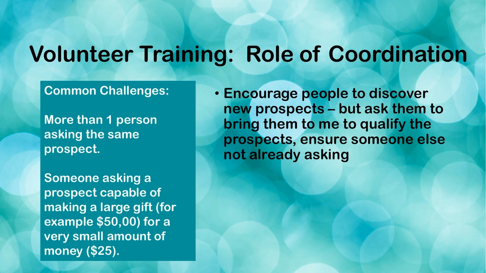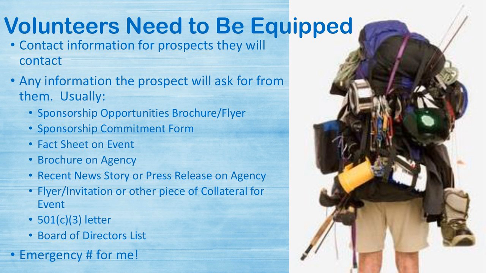I also explained that if we have one person approaching a company for one amount and another person approaching for another, then it looks like the right hand doesn't know what the left is doing. It does make us look like we're ill-prepared and like we don't really know what we're doing and that we're not coordinated. And that doesn't make us look like a good candidate for a sponsorship. So we want to coordinate that.